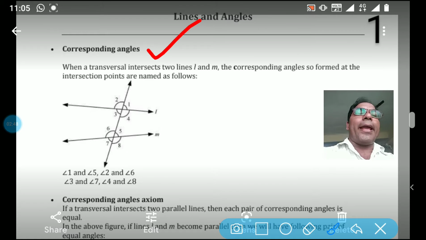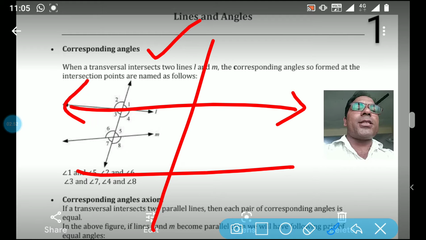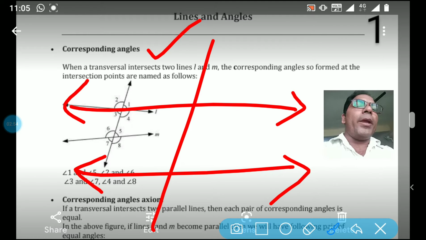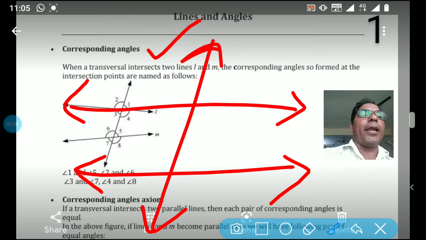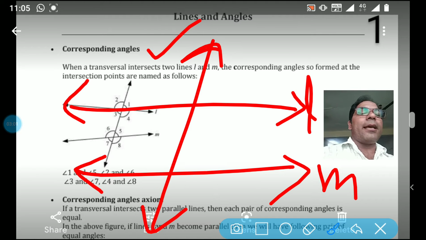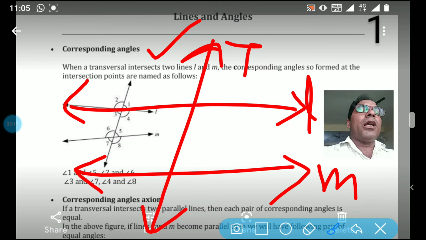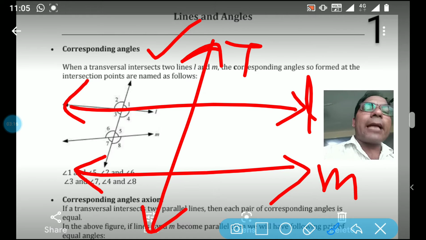Students, when two lines are there and one transversal line, the two lines may be parallel or may not be parallel. First of all, I am explaining with the simple lines L and M. Here they are not parallel. Directly I am explaining with two lines and one transversal. Transversal line means when two lines are intersected by one line, the intersecting line is known as the transversal line.